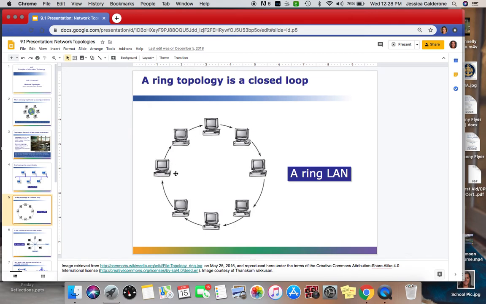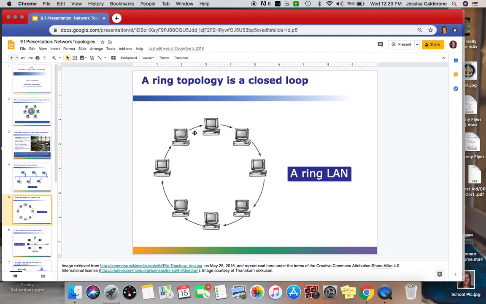Each node is connected to two nodes. So this one's connected here, and it's also connected to this one. And you see by these arrows here, all of the communication travels in the same direction around this ring. The main benefit of this is that it's very organized. If this computer needs to communicate with this computer, it's going to go all the way through. And if this computer needs to go here, it's going to go in the same direction. So there's not going to be any interference, necessarily, because it's all moving in the same direction, versus the bus line where it could interfere with one another.